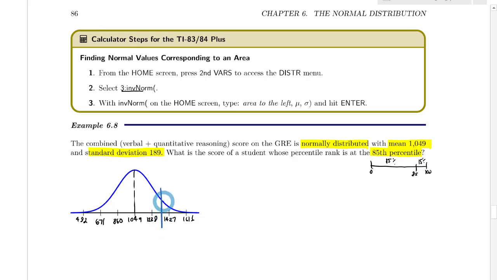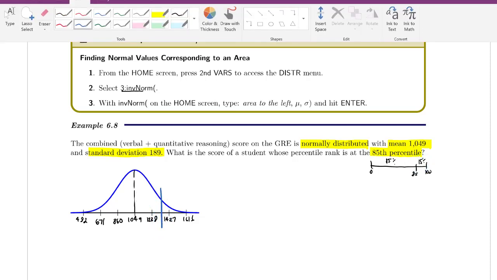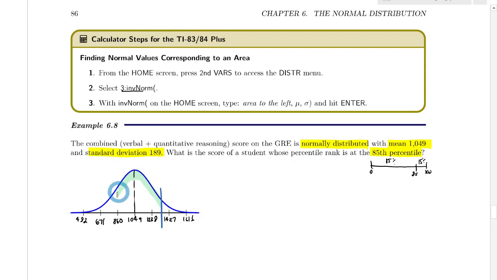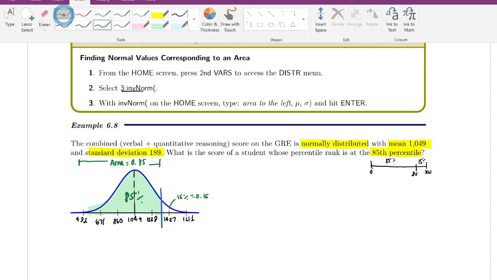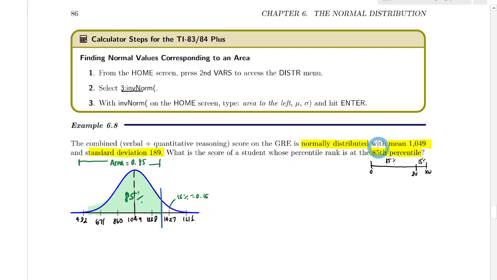Okay, where once again the area to the left is 85%, right? Or you could say area is equal to 0.85. And that just means that this tail is 15%, or in other words, 0.15, right? You could use either one, but I'll just use 85 since we're doing the 85th percentile.